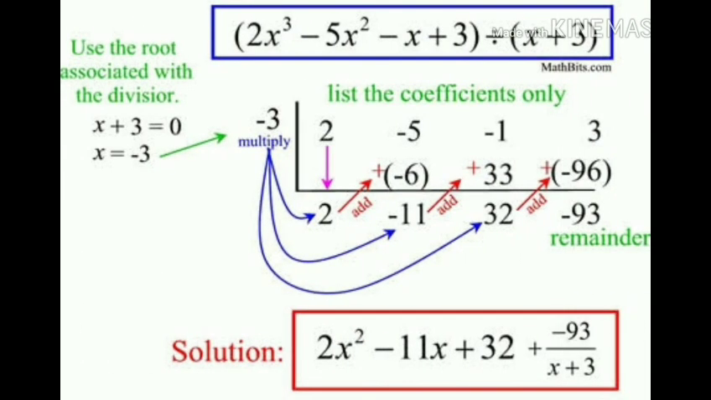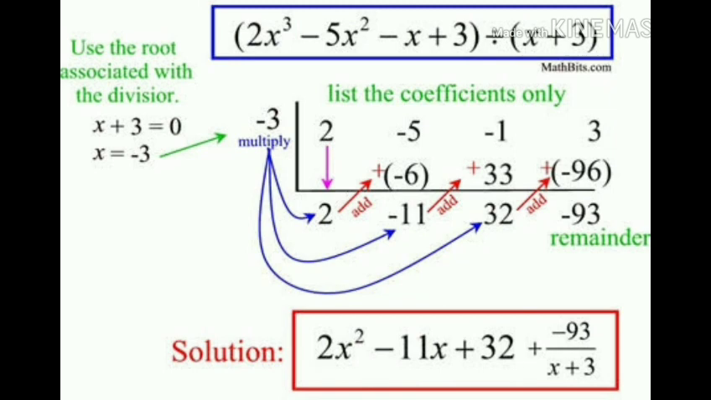This last example will show you how to divide polynomials using the synthetic division method. So the given here is 2x cubed minus 5x squared minus x plus 3 divided by x plus 3. First, you need to find the root of your divisor. In finding the root of your divisor, you must equate x plus 3 is equal to 0, and you must transpose 3 to the other side so that you may have the value of your x, which is your root. So now your root is negative 3.